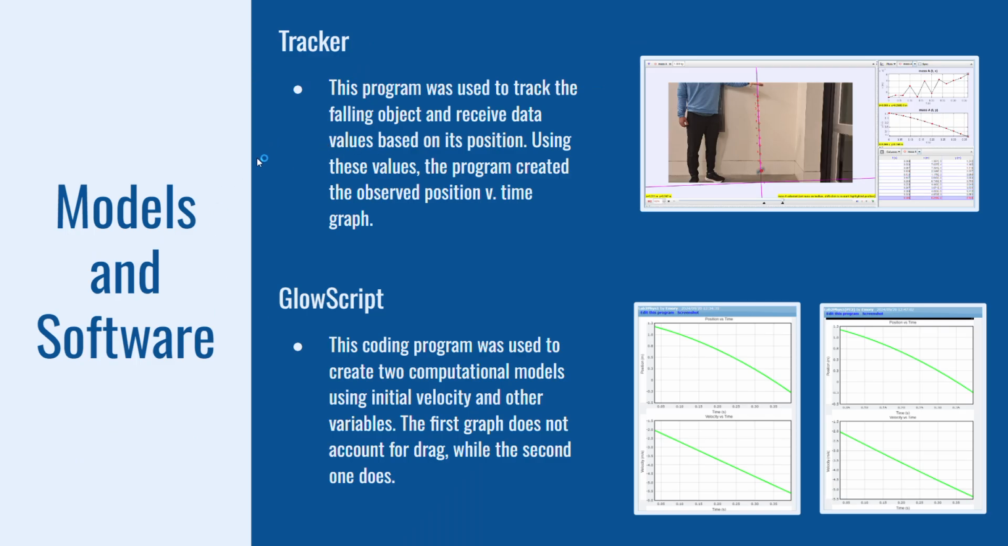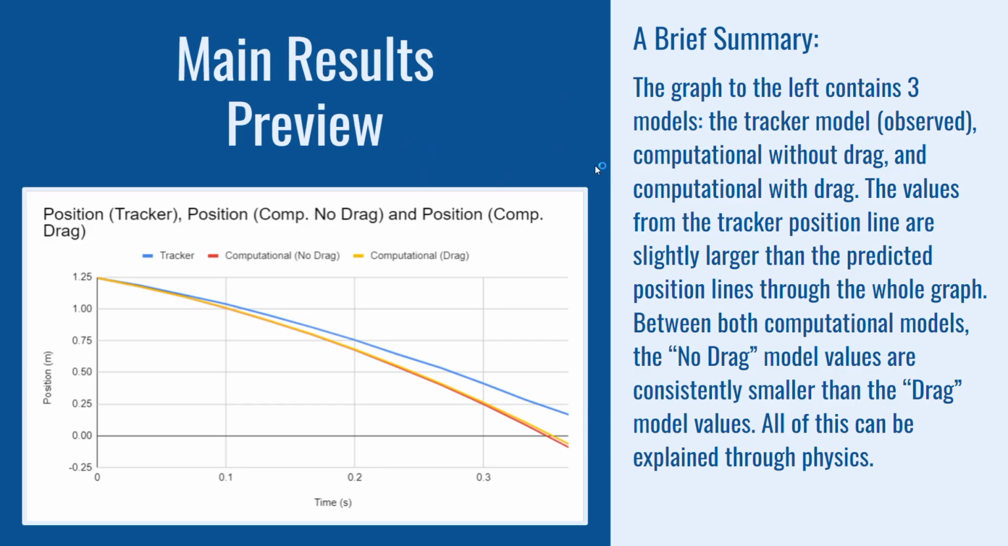Now, I used two softwares, Tracker and GlowScript. Tracker was where I uploaded the video, and it generated the first graph. And then GlowScript was where I coded the other two, the computational ones. So for a quick preview of the main results, we have all three graphs overlaid onto one, and you can see all of their slopes are slightly different. And this will all be explained through physics in a minute.